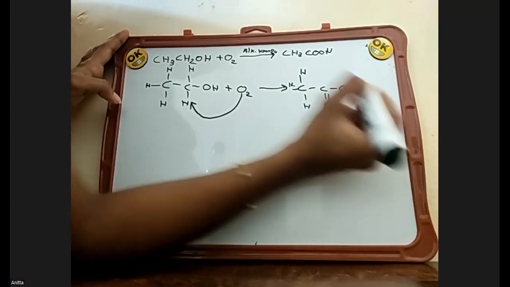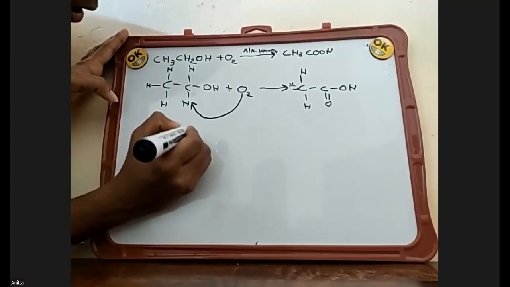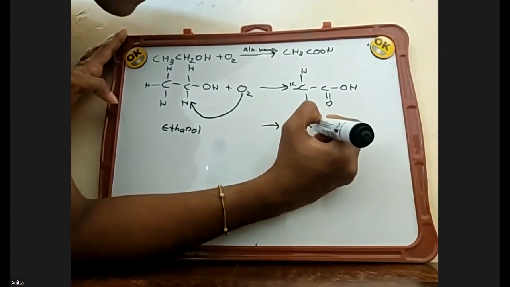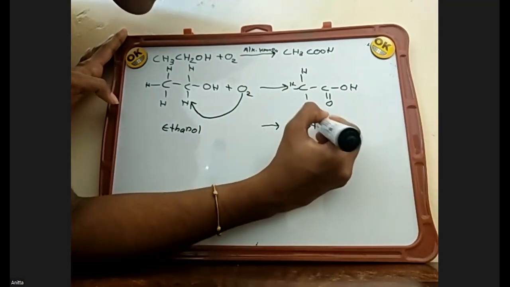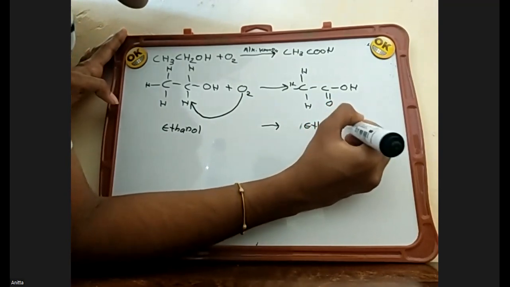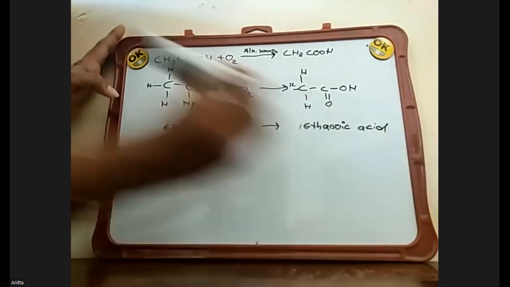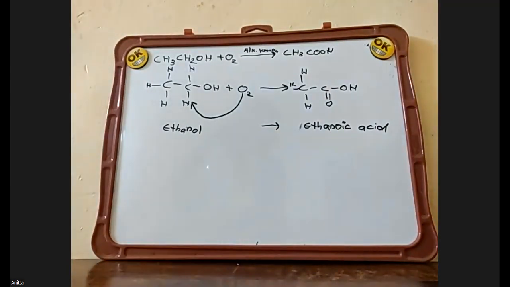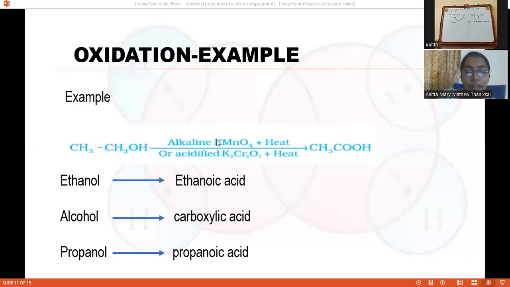So we can say it is ethanol. Ethanol reacts in the presence of alkaline potassium permanganate. We get ethanoic acid. This is an example of an oxidation reaction. The next example is propanol. Propanol reacts in the presence of alkaline potassium permanganate, and we get propanoic acid.